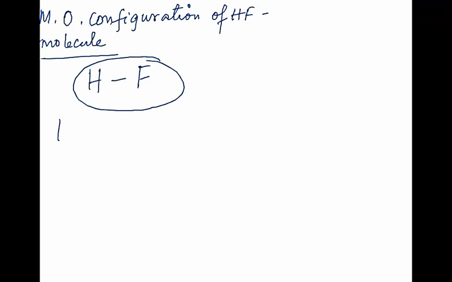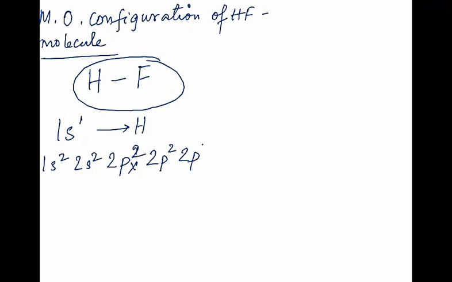The configuration for hydrogen is 1s1, and the configuration for fluorine is 1s2, 2s2, then 2px2, 2py2, and 2pz1. Sorry, I wrote 2px1 at first, but it will be 2px2. So this is the configuration for fluorine, which has a total of 9 electrons.